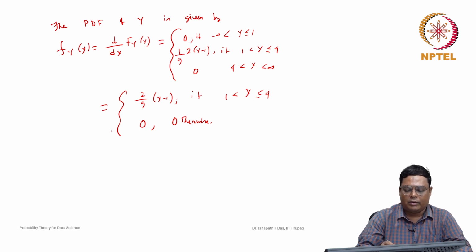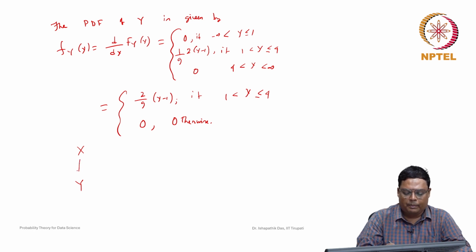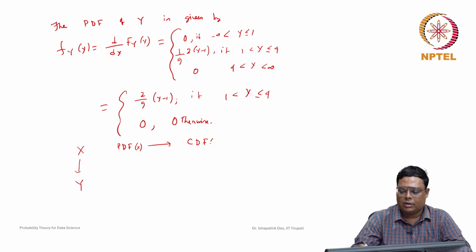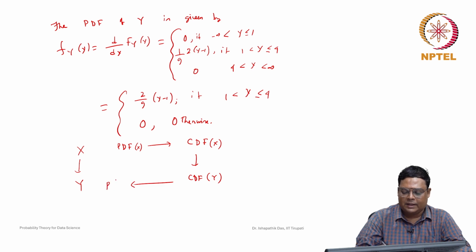But here, what we did is we know the PDF of x, we find the CDF of x, then using the concept we find the CDF of y, and then by differentiation we find the probability density function of y. So this is the process.